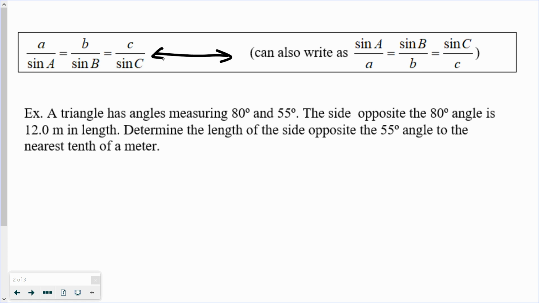So it says a triangle has angles measuring 80 degrees and 55 degrees. The side opposite the 80-degree angle is 12 meters in length. Determine the length of the side opposite the 55-degree angle to the nearest tenth of a meter. So this is actually kind of a hard question in that you don't have the triangle drawn for you. Sometimes I'm going to give you a triangle and it should be pretty straightforward, like you need to figure out this side length or something like that.